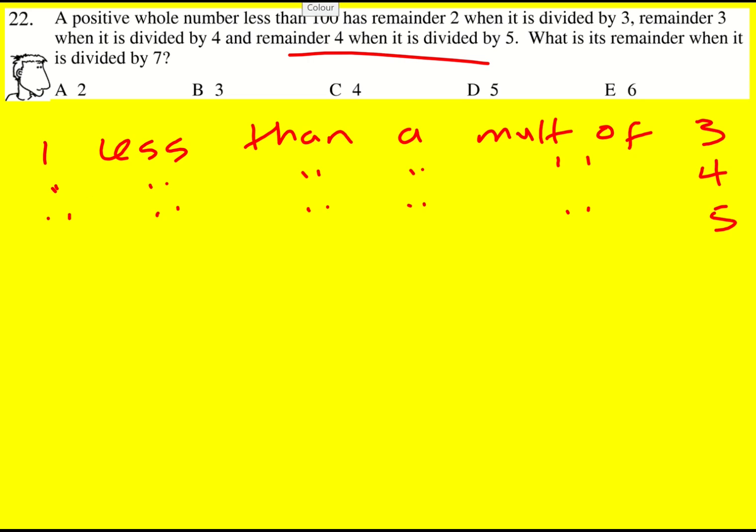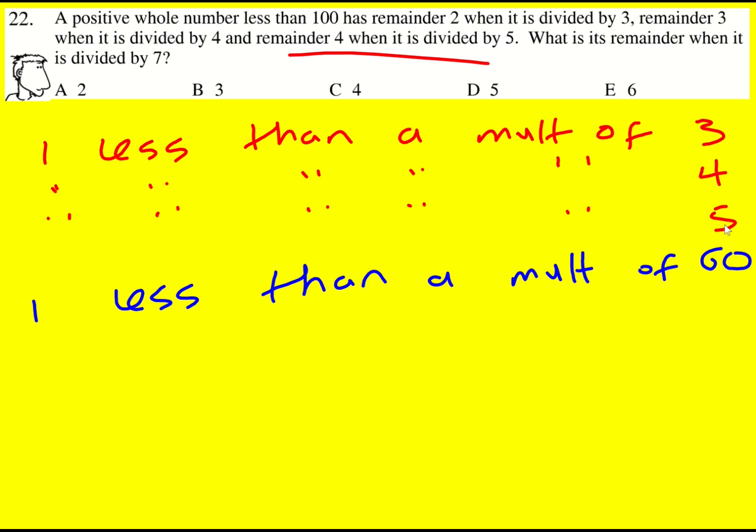For a number to be 1 less than a multiple of 3 and 1 less than a multiple of 4, it's going to have to be 1 less than a multiple of 12. And then for it to also be 1 less than a multiple of 5, we can times 12 by 5. It's got to be 1 less than a multiple of 60. And there's only one number less than 100 that satisfies that, and it's 59.